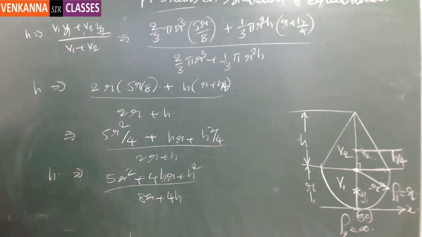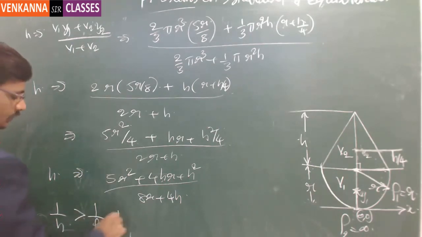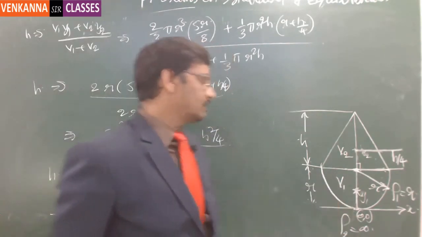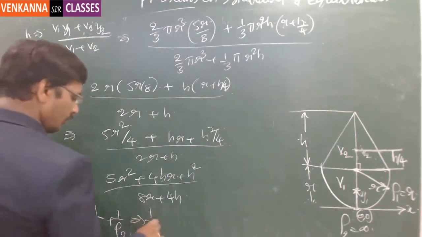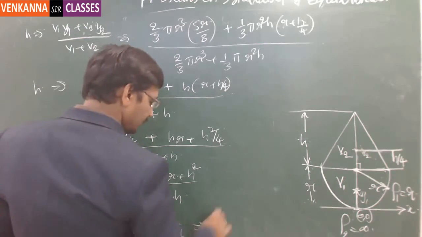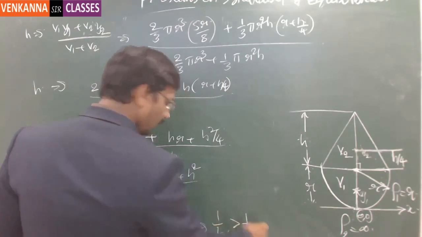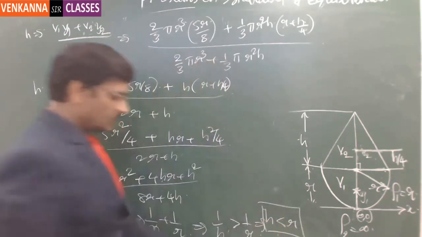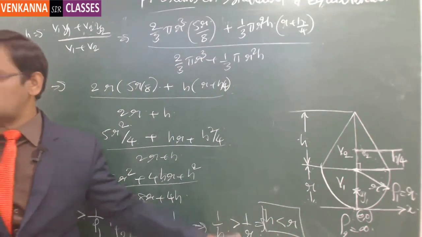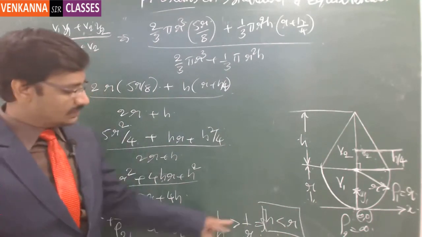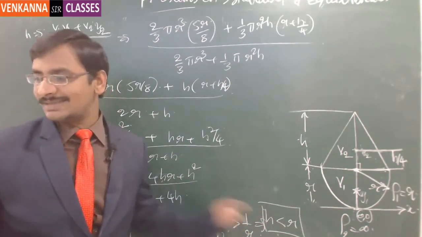Now if you substitute, 1 by h should be greater than 1 by rho 1 plus 1 by rho 2 for the stable condition. So rho 2 is infinite and rho 1 is r. So this is 1 by infinite plus 1 by r. So it implies 1 by h should be greater than 1 by r, or h should be less than r. I hope you are aware of it. So when we invert the denominator to the numerator, then less than becomes greater than and greater than becomes less than. So 1 by h is greater than 1 by r, or h less than r.